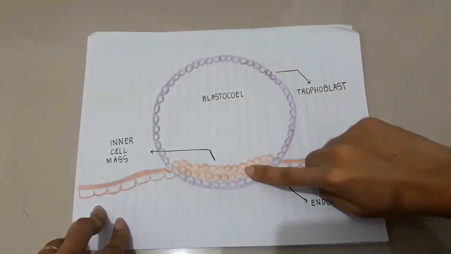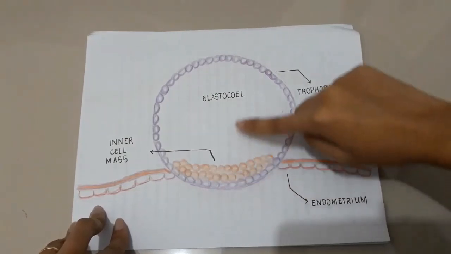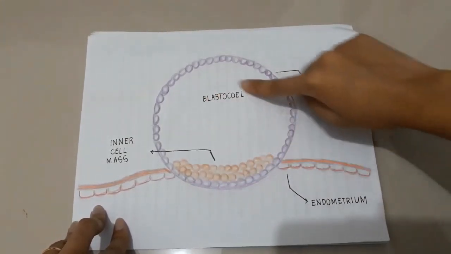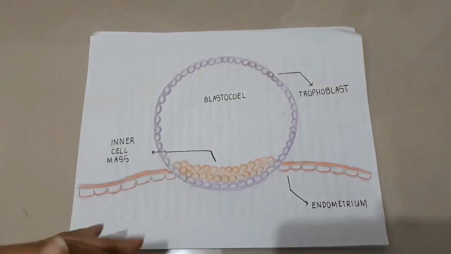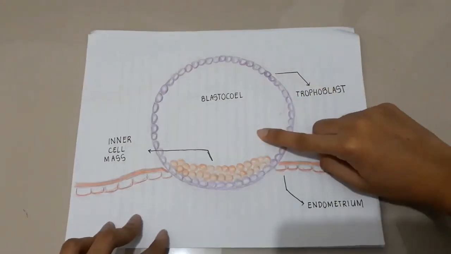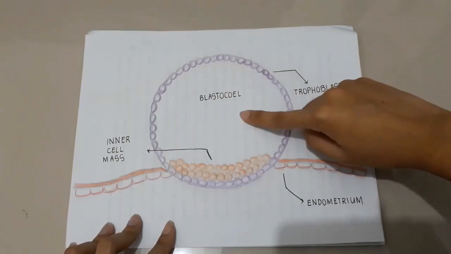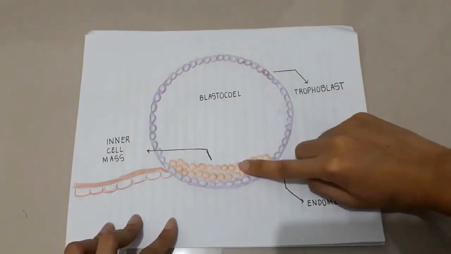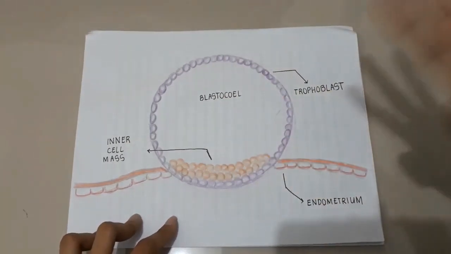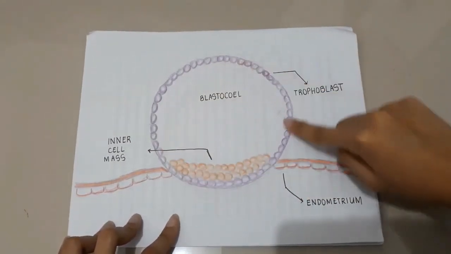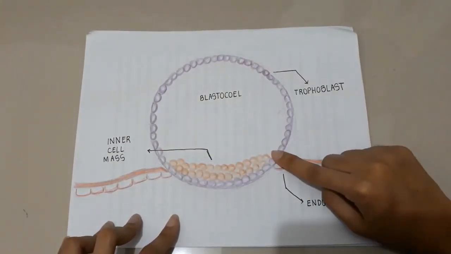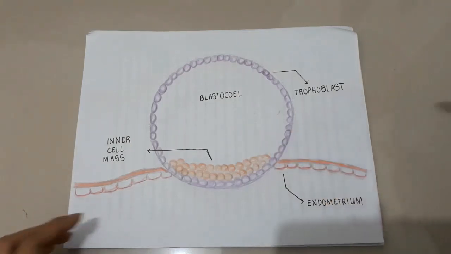Here is the inner cell mass. This inner cavity contains a fluid that provides nutrition to the developing cell. It is called the blastocele. This inner cell mass will eventually form three distinct germ layers. While the cells in the trophoblast will form the chorion as well as the placenta, which are structures that provide nutrition to the developing fetus.